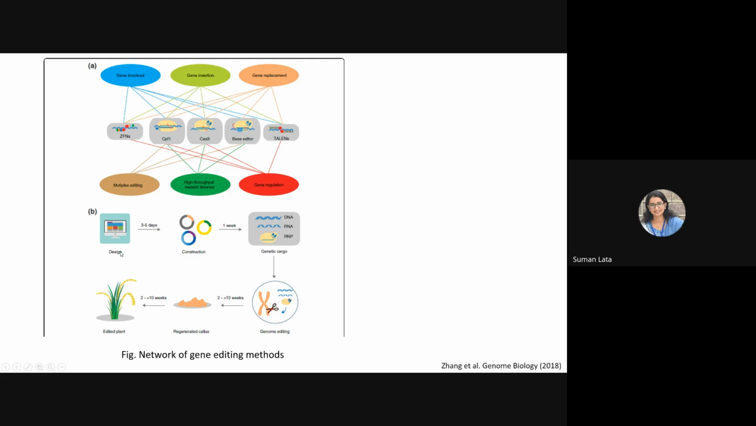We have to design, then we have to make the construct, then we need to deliver the construct to the plant, then selection is required, whether the transformation has been done or not, and then the edited plant.